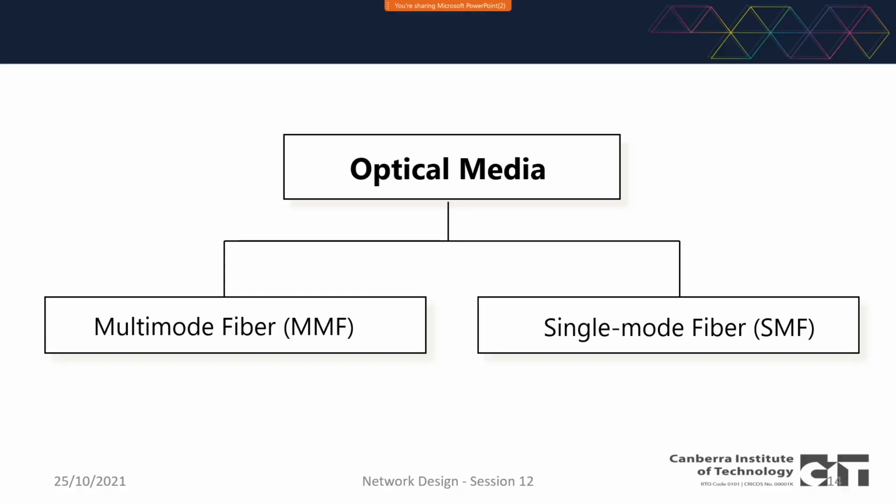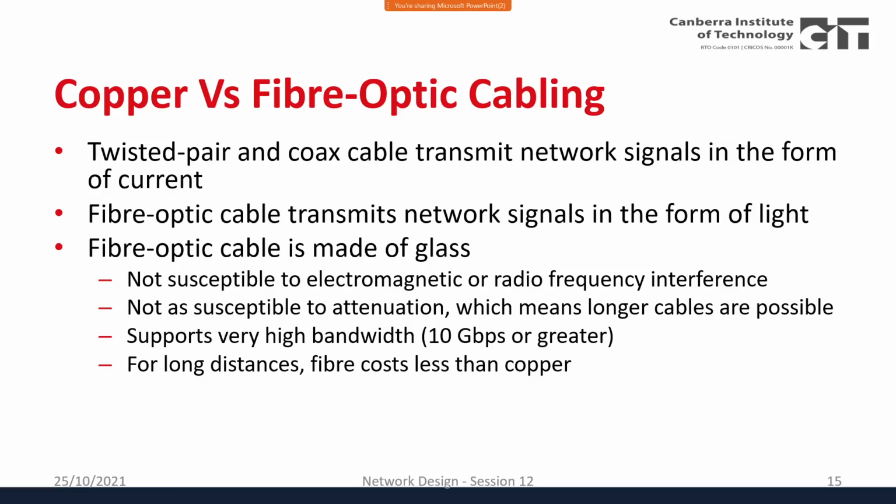All right, cool. In terms of optical media, we do have two options. We have single mode fiber and multi-mode fiber. All right, these are the two options we have nowadays if we want to implement fiber optic connections. Why would we use fiber optic cabling instead of copper? Even nowadays, why would we go with fiber?